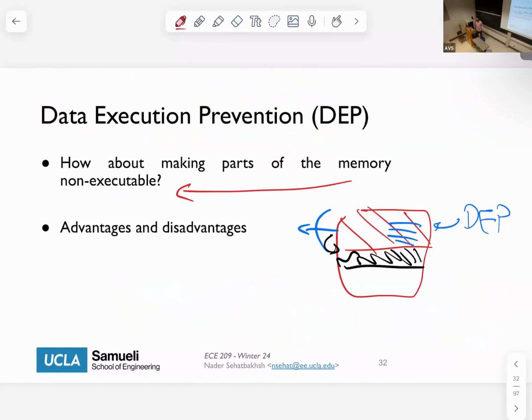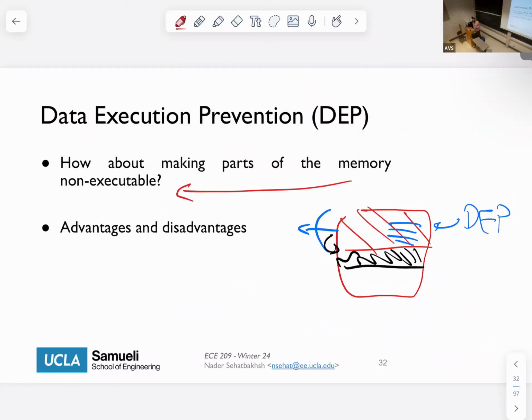Then we also talked about other things, such as execution prevention, which is a simple fix that, as I said, is standard these days. The idea here is that we want to make sure that not all parts of the memory are executable.